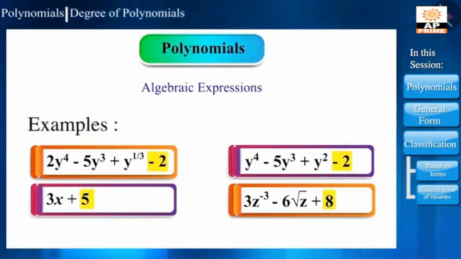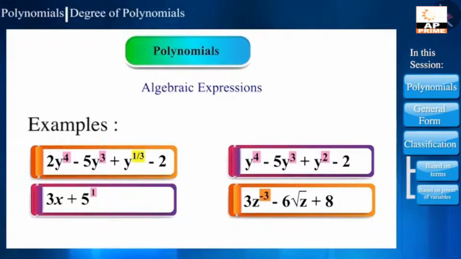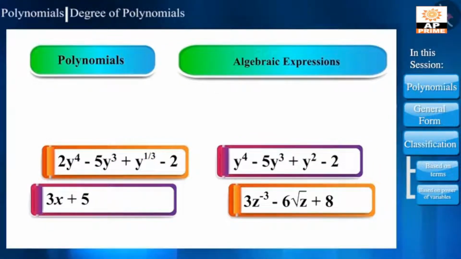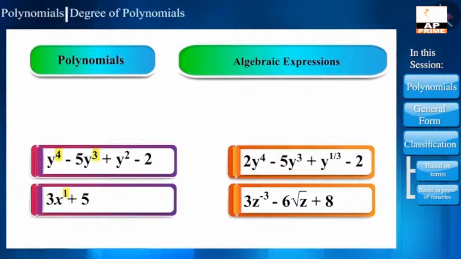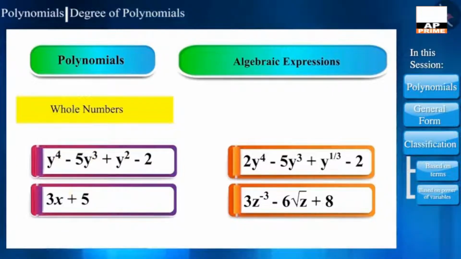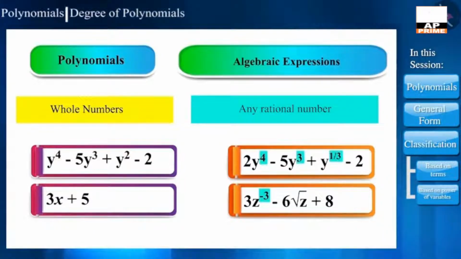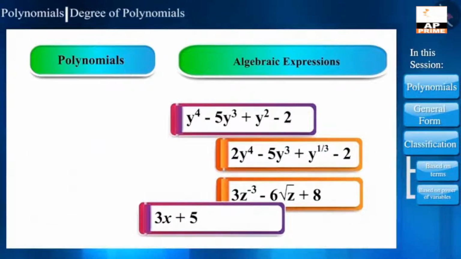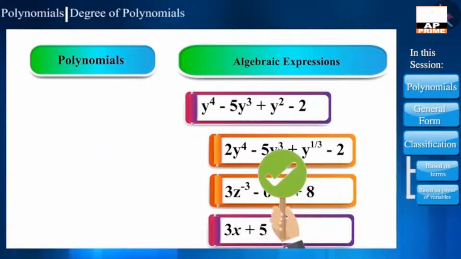Now, if we focus on the powers of these variables, these are positives, negatives, and fractions. And friends, the only difference between polynomials and expressions is that the power of variables in polynomials is always a whole number, whereas the power of variables in expressions can be any number. Here, we have to focus on one thing, that all polynomials are expressions, but not all expressions are polynomials.